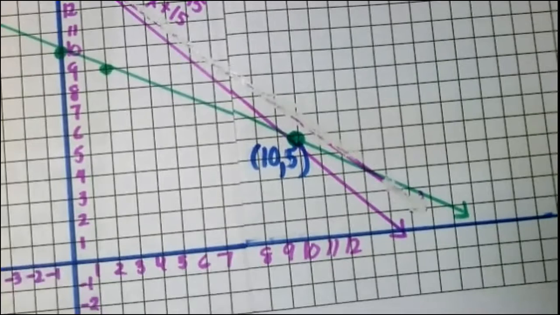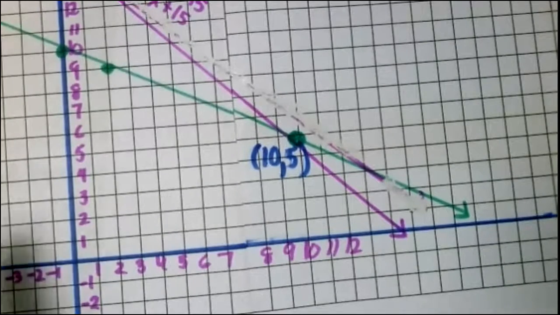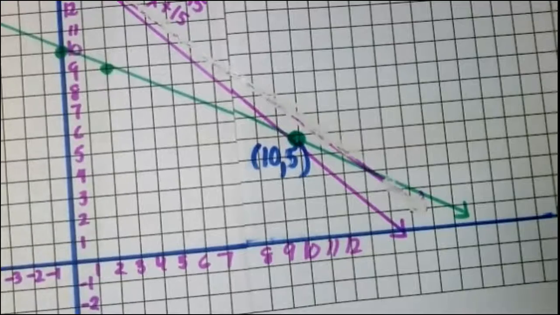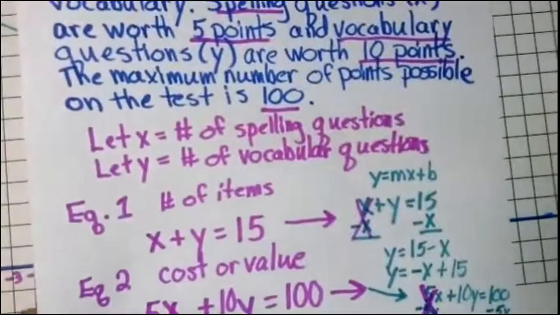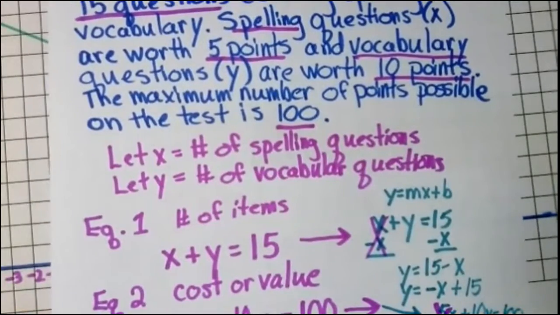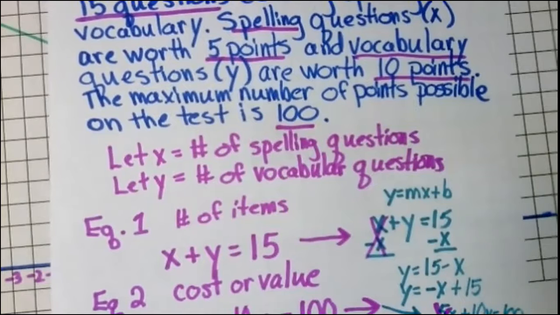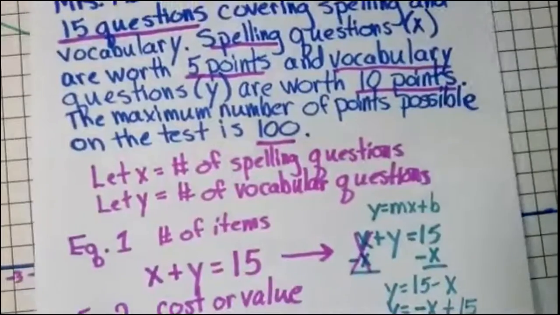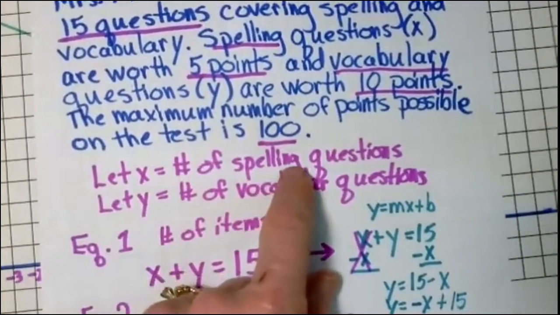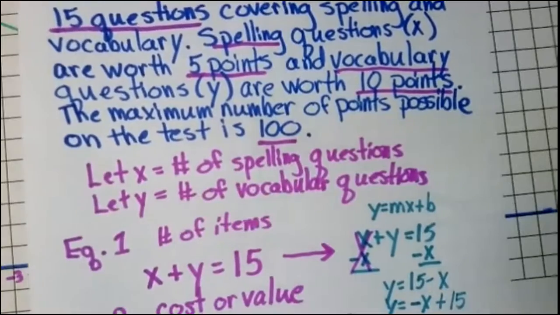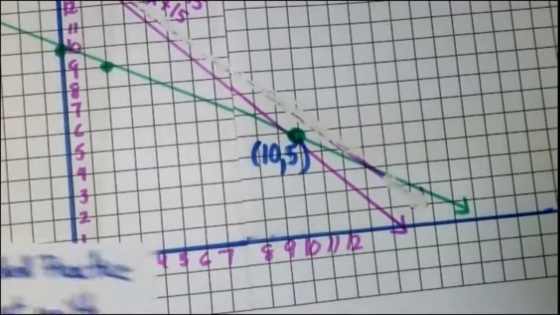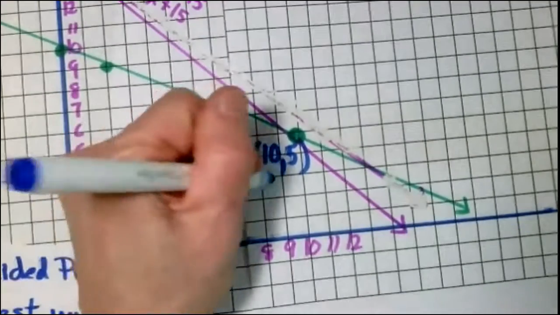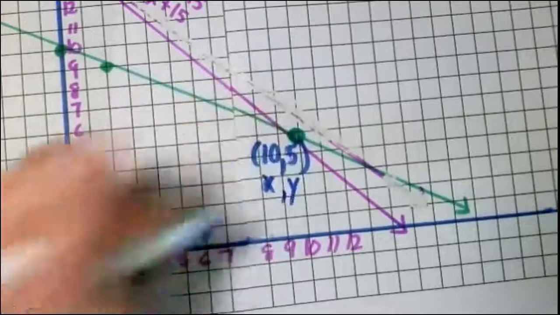So now we can answer our question. If I go back, the question was, did it have a question? Oh, it's part D. It says, use your graph to tell how many of each question type are on the test. Okay, use our graph. So we know that X equals the number of spelling questions and Y equals the number of vocabulary questions. So X is 10, Y is 5.